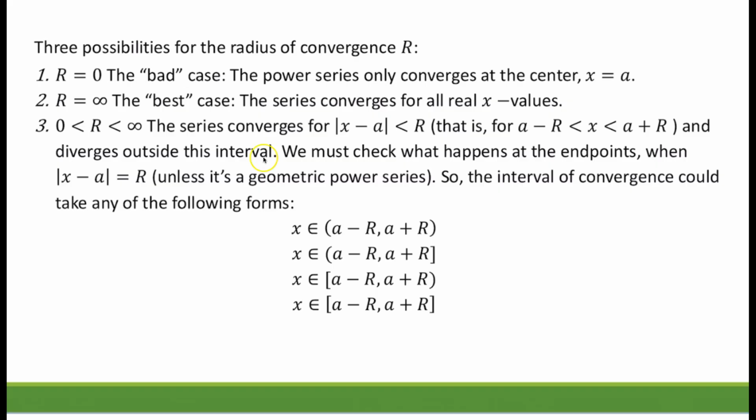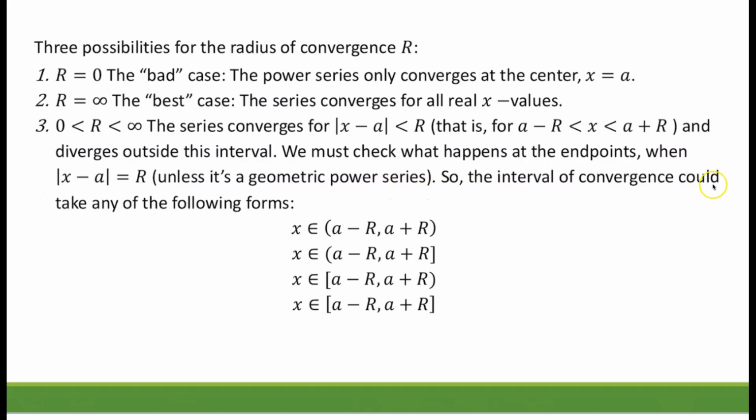So you might be thinking, oh, okay, so to find the interval of convergence, we just solve this inequality here, and then we'll get this set of solution values here. But that's not the case. We actually have to check what happens at the endpoints. So what happens specifically when the absolute value of x minus a is equal to r? Unless it's a geometric power series. For geometric power series, we can find the complete interval of convergence. We don't need to check the endpoints because we know on a geometric power series that at that r value, the power series will diverge. But for any other generic power series, we have to check the endpoints.